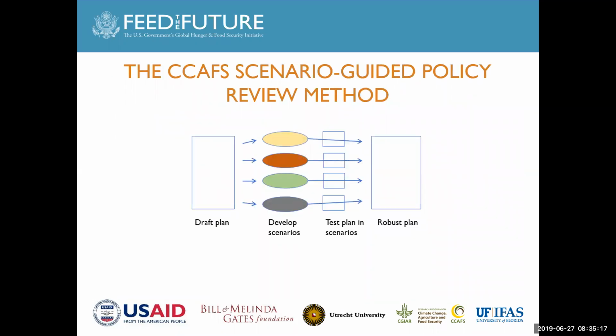So if we look at the CCAF scenario-guided policy review method, the typical process that we use, we can summarize it as follows. We start with a plan or policy, a draft for a new version or an old version. And the endpoint will be a new plan, a new robust version of the plan or policy. And how do we get there?